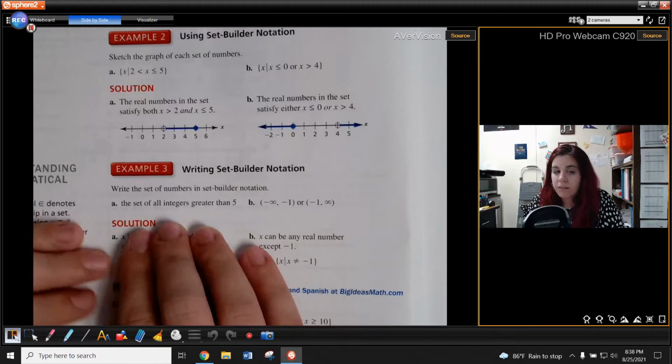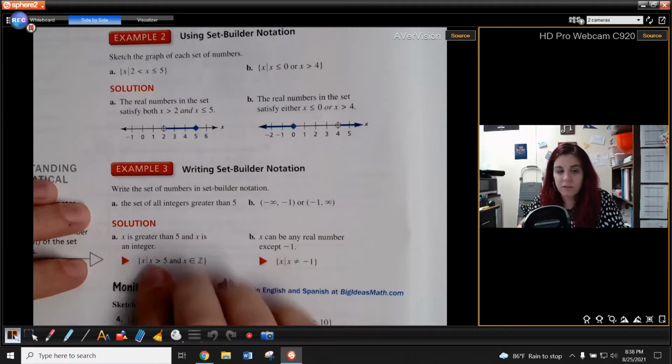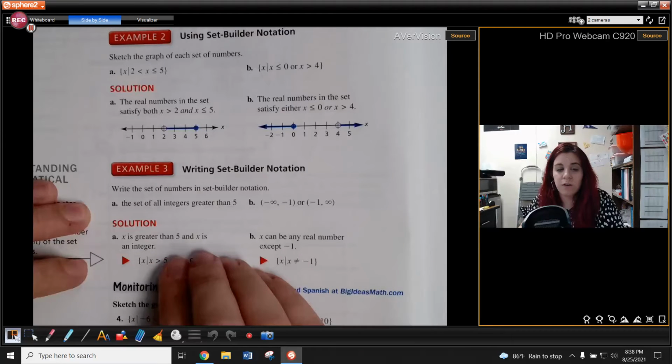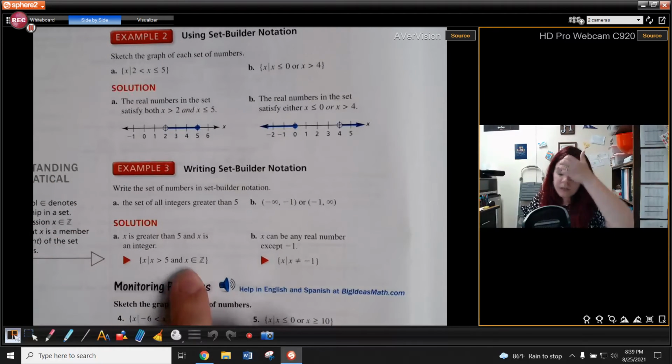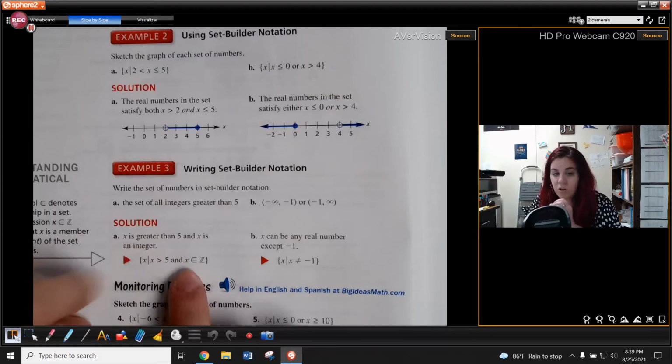But when we go to write this, we would see the set of all real numbers x. This is what you can see right here. The set of all real numbers x such that x is greater than 5. Now they are including an extra little stipulation here, and I want you to notice this, because this is not actually just all real numbers.